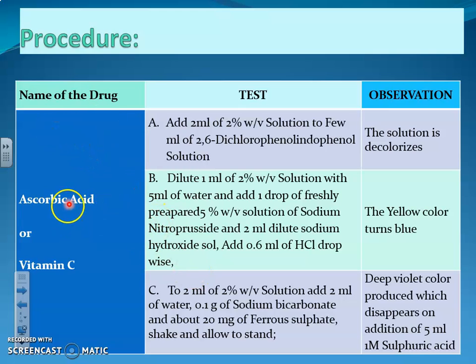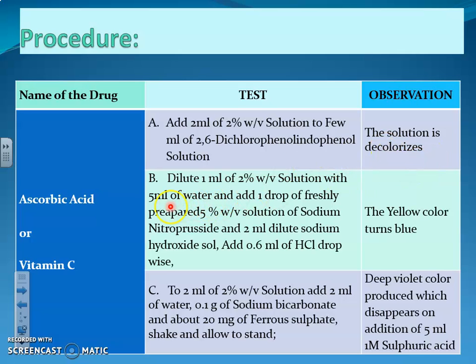Next, the procedure. In this case we have to perform 3 chemical tests for the given sample of ascorbic acid or vitamin C. In the first test, we have to add 2 ml of 2% weight by volume solution of the drug to a few drops of 2,6-dichlorophenolindophenol solution. This is the chemical reagent we are using. So we add the 2% drug solution, and the solution becomes decolorized.